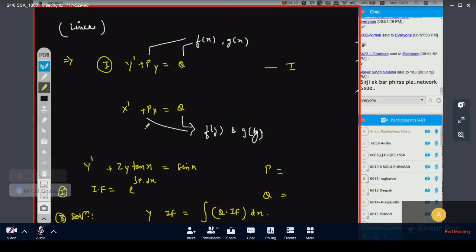No problem. First thing is you have to recognize whether it is first type or second type. In any of the formats, you have to first calculate the integrating factor. The integrating factor is e to the power integral of p dx if it is from first type, and p dy if it is from second type. Clear? The function of p and the integration variable should be same. Clear?